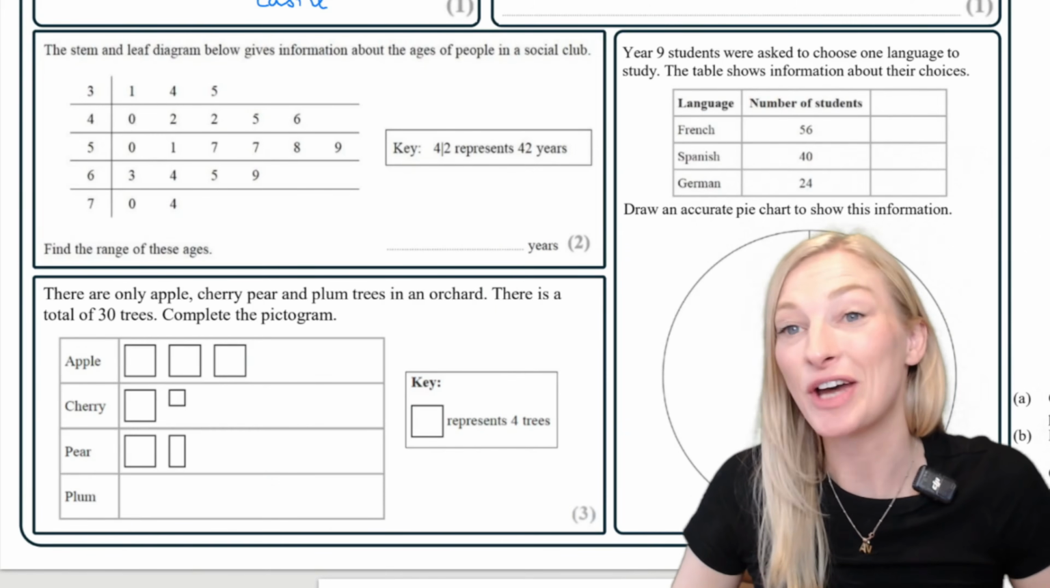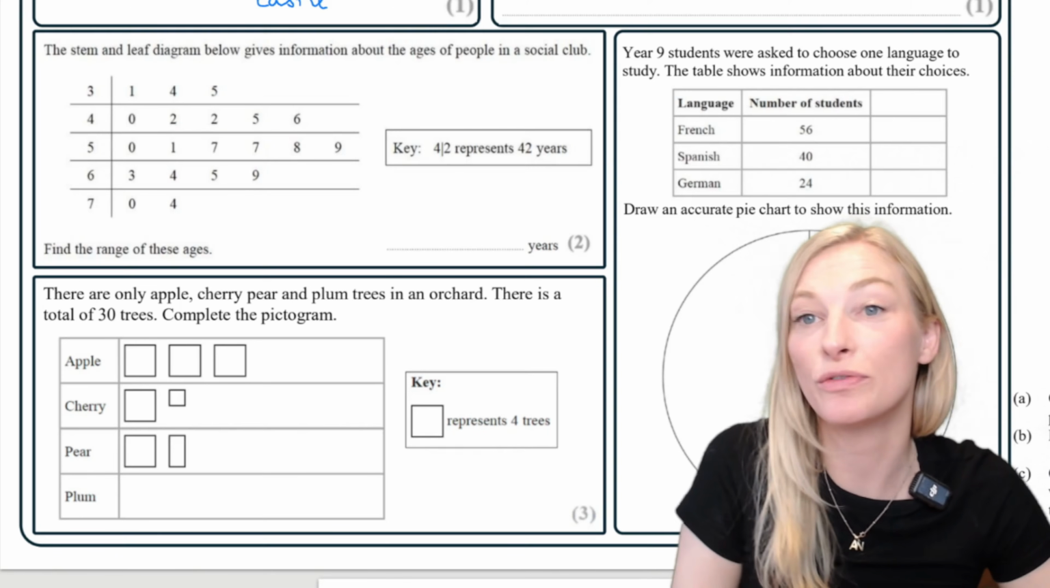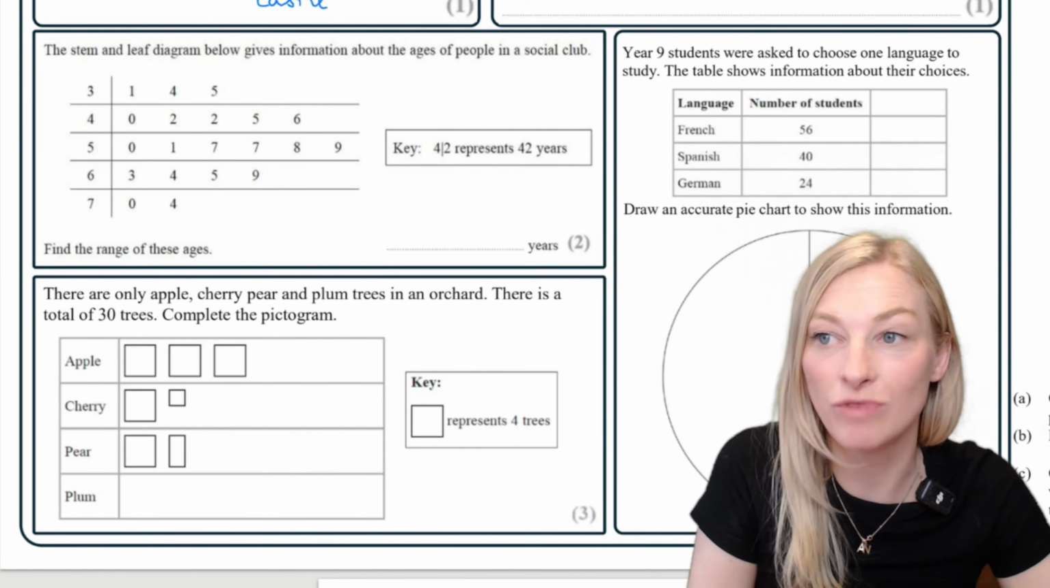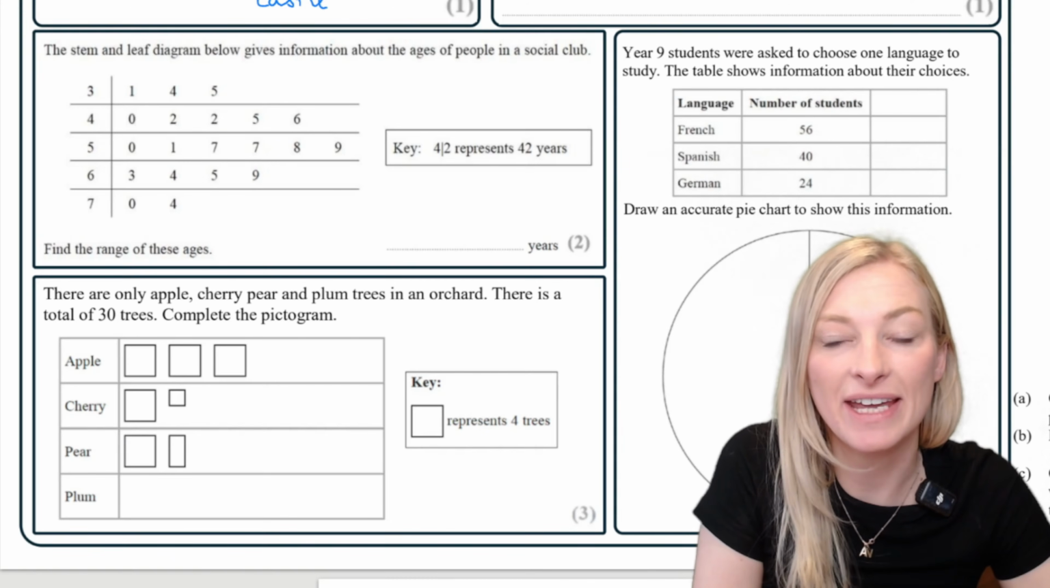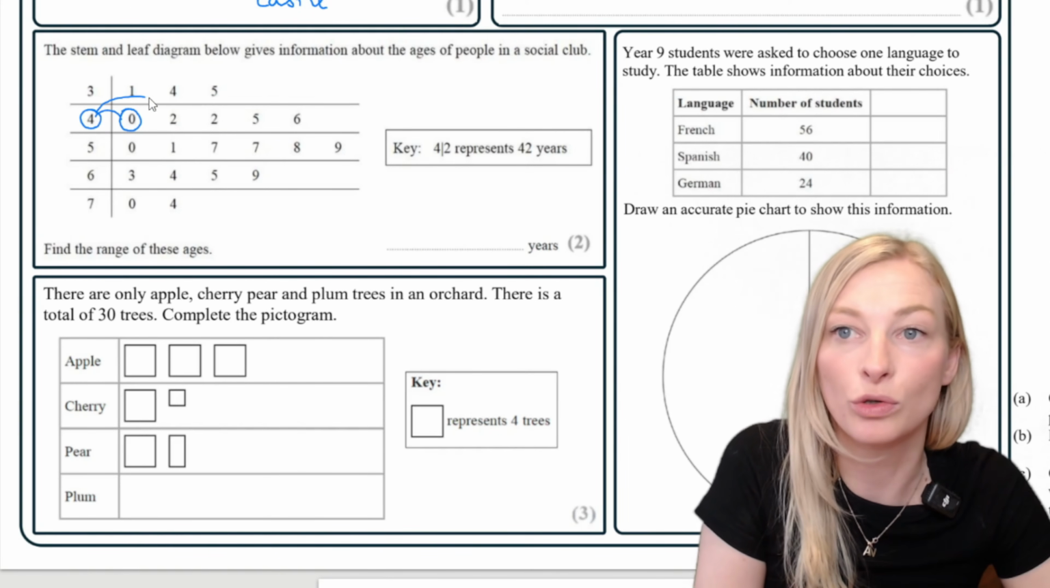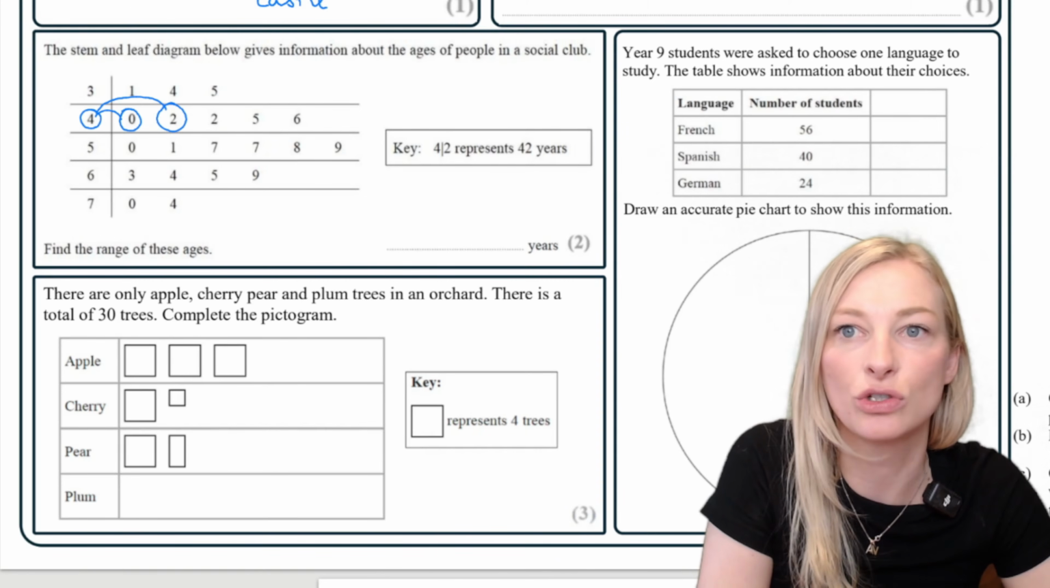For our stem and leaf diagram, this one was actually already drawn for us. And we can see in the key that 4 line 2 represents 42. So over here where it says 40, we know that means 40. 42, that is 42, and so on.